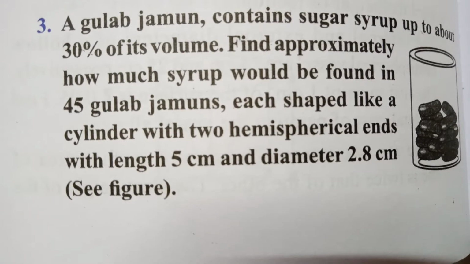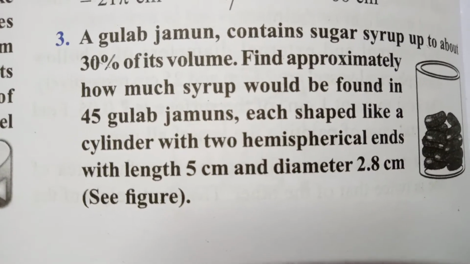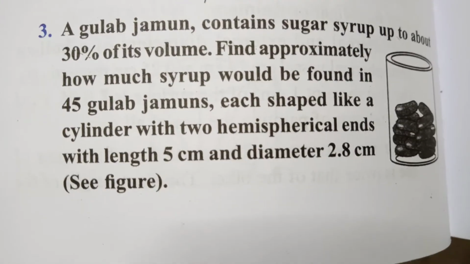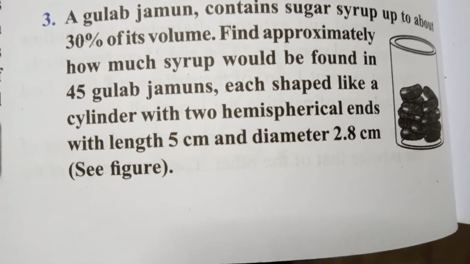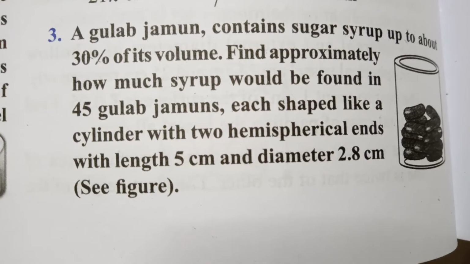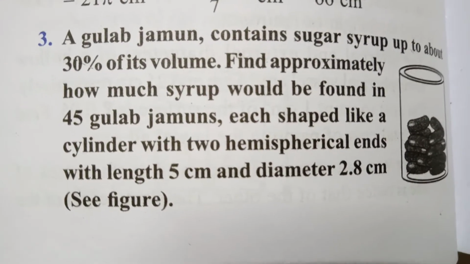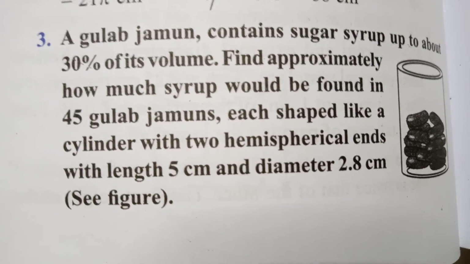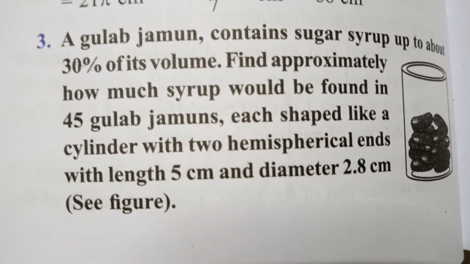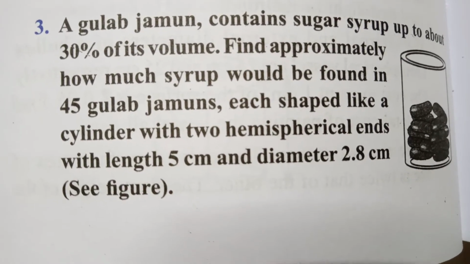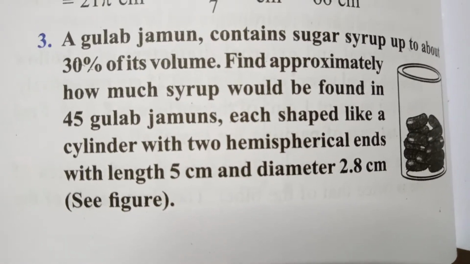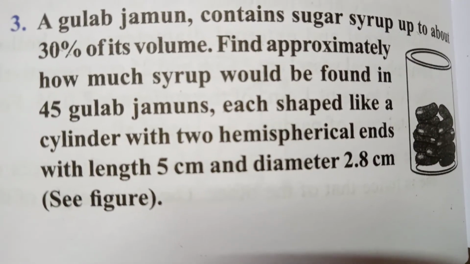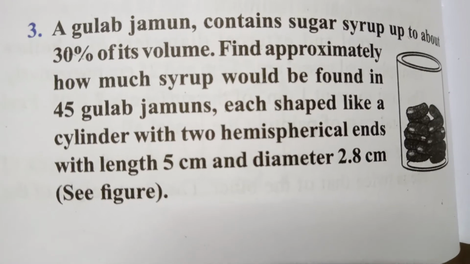Today we are going to discuss exercise 13.2 question number 3. A gulab jamun contains sugar syrup up to 30% of its volume. Find approximately how much syrup would be found in 45 gulab jamuns, each shaped like a cylinder with two hemispherical ends with length 5 centimeters and diameter 2.8 centimeters. See, this is the figure of how the gulab jamuns are.